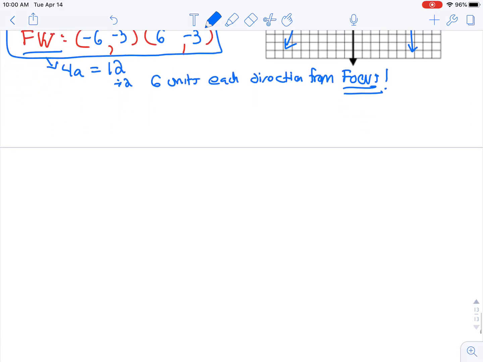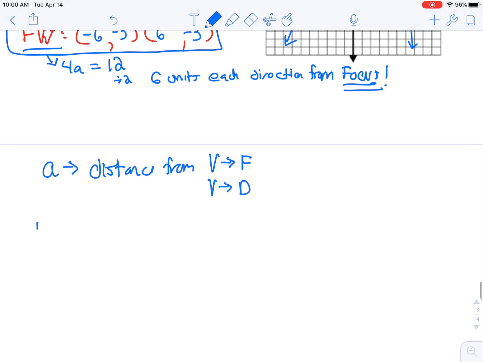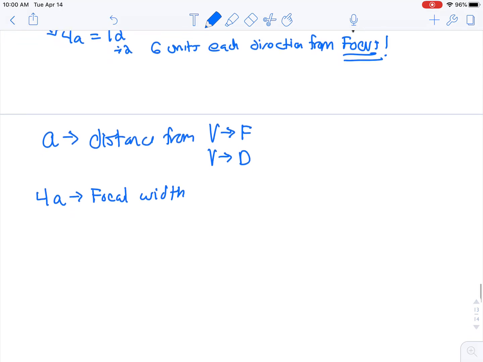Here's my key information about my graph. Okay. Key points to remember. That A value that's in the 4A in the equation, remember that that tells you the distance from the vertex to the focus and from the vertex to the directrix. Remember that the 4A value in the equation is your focal width. So that's the distance between the 2 ends of the parabola through the focus point.